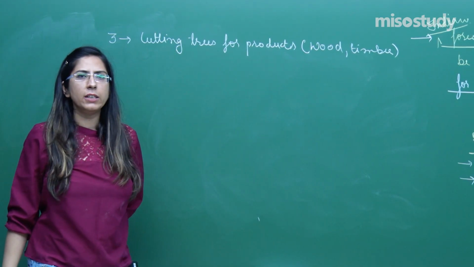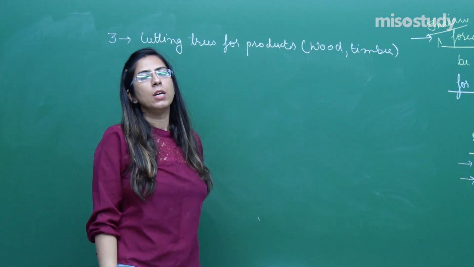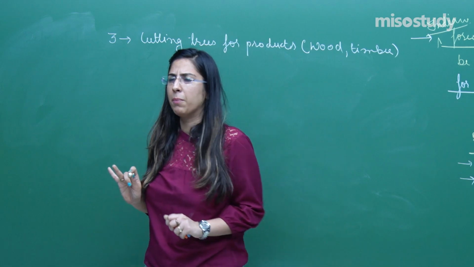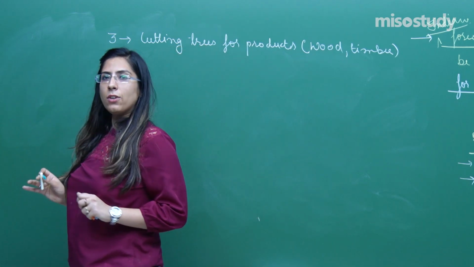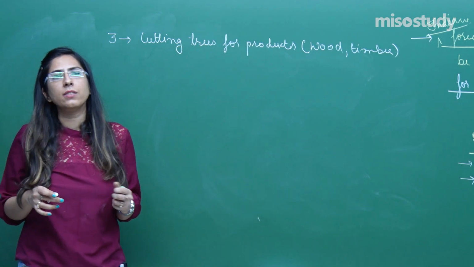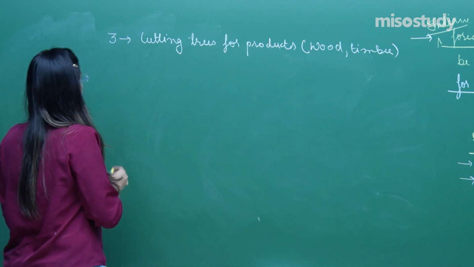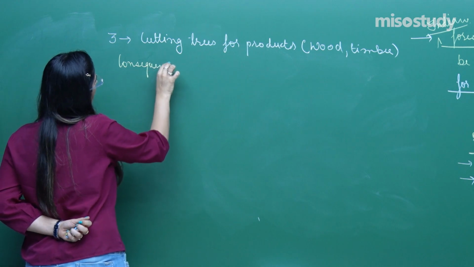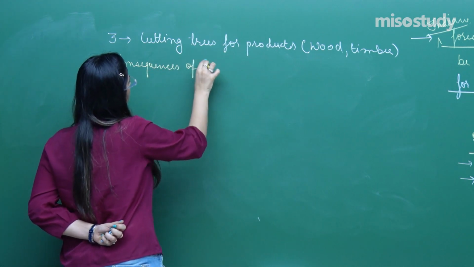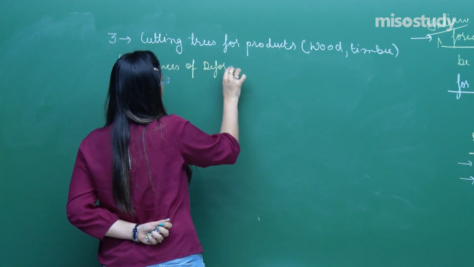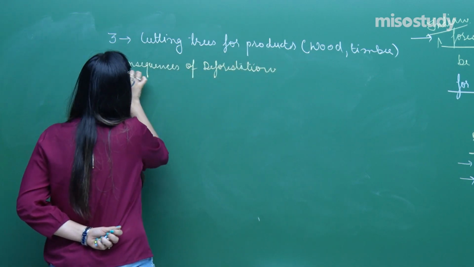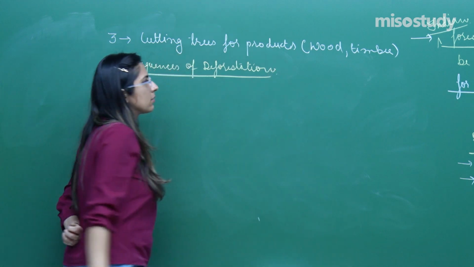Right? So we have learnt about the three important reasons by which deforestation occurs. So these are mainly the three reasons which you have to remember. Now let's talk about the different consequences of deforestation. Consequences of deforestation. Now students, tell me one thing, if deforestation occurs, what will be the consequences?